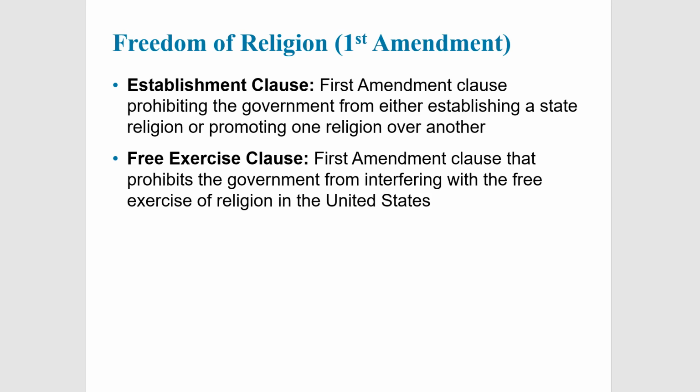The Free Exercise Clause says that the government can't prohibit people from the free exercise of their religion in the United States. So the government can't establish a national or state religion, and the government also can't prohibit people from the free exercise of their particular religion.